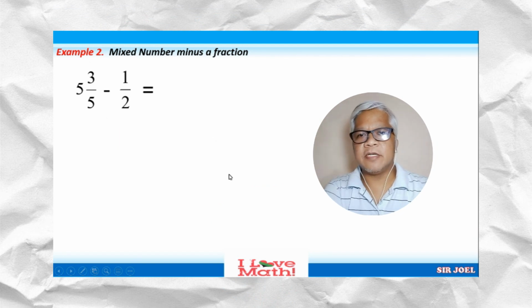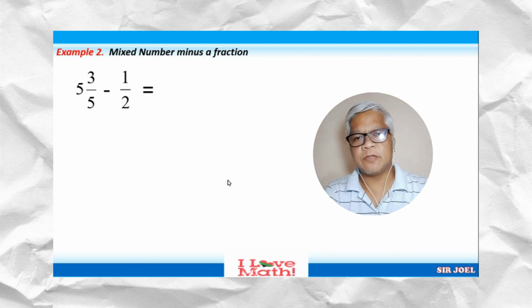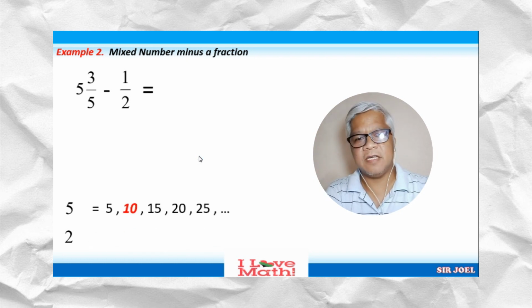Example number 2 is 5 and 3 over 5 minus 1 over 2. The given denominators here are 5 and 2. What are the multiples of 5? We have 5, 10, 15, 20, 25, and so on. Again, i-multiply lang natin siya by 1 to 5 in this case.